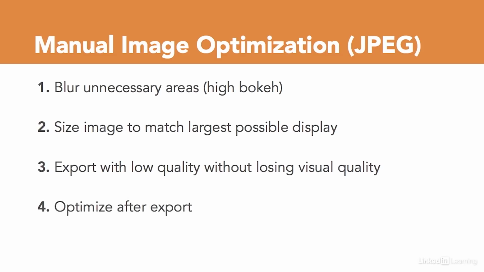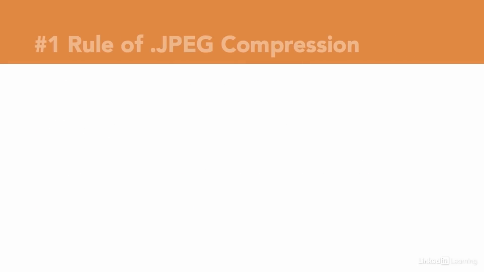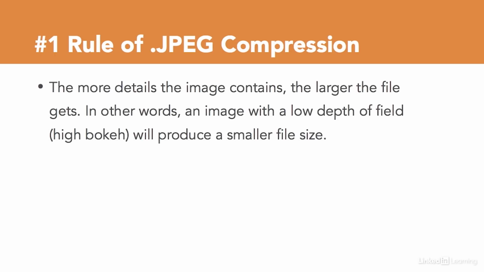And finally, even after exporting an optimized image out of Photoshop or your other image editing tools, you can gain extra performance by running it through an automated optimization tool, either on the web or through the command line. The number one rule of JPEG compression is the more details the image contains, the larger the file gets. In other words, an image with a low depth of field or high bokeh will produce a smaller file size.